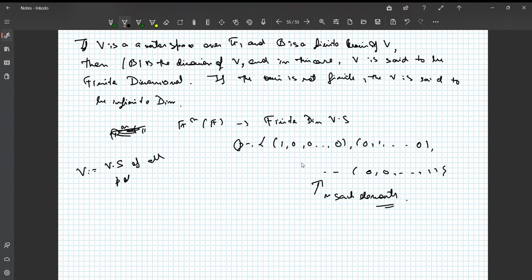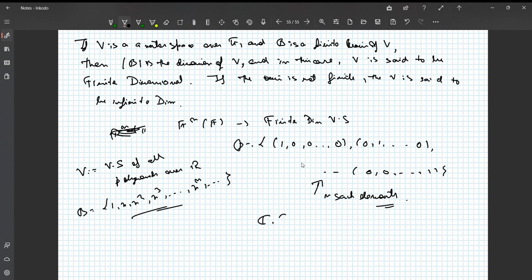An infinite dimensional vector space can be the vector space V of all polynomials over R. So what will be the basis of V? The basis of V must be 1, x, x squared, x cubed, and so on, x to the power n, and it continues, because we have no definite degree of the polynomial, so it can have any arbitrary degree.